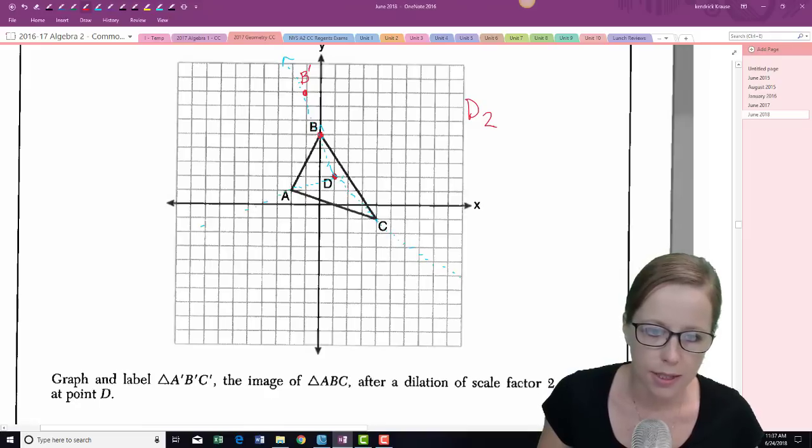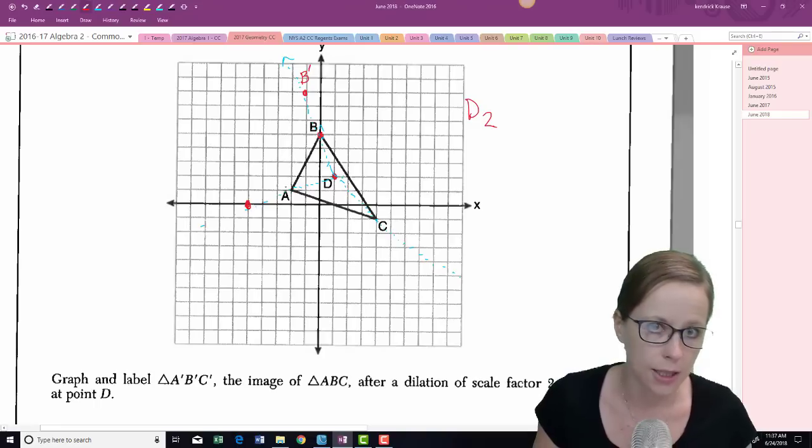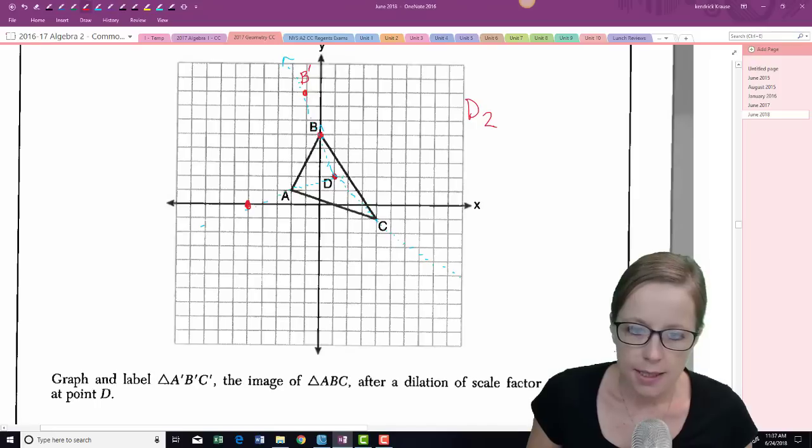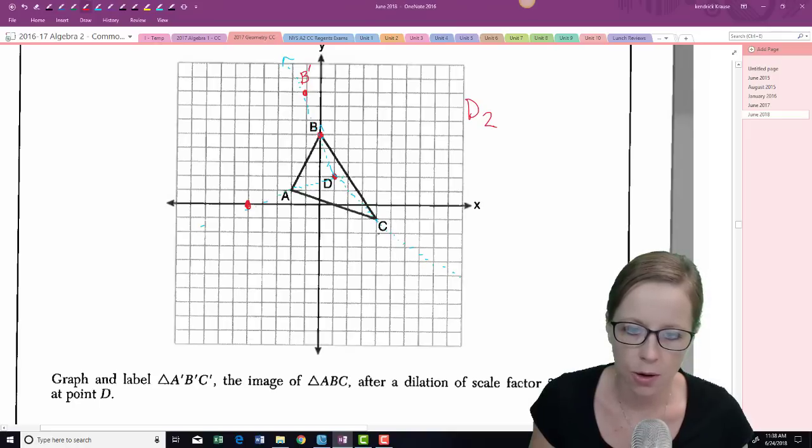D to A, I go down 1, to the left 3. So down 1, to the left 3 again. Again, my lines are terrible. You'll draw nice lines using your compass and straightedge. D to C, I go down 3, over 3. So I do that again: 3, 3. Okay.